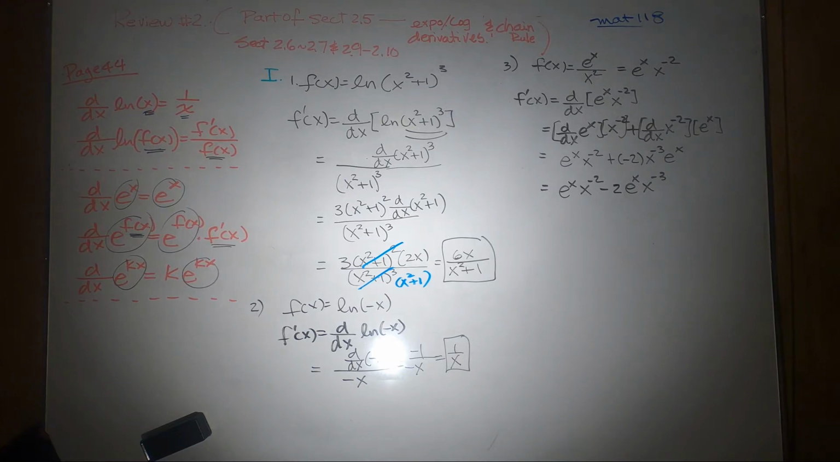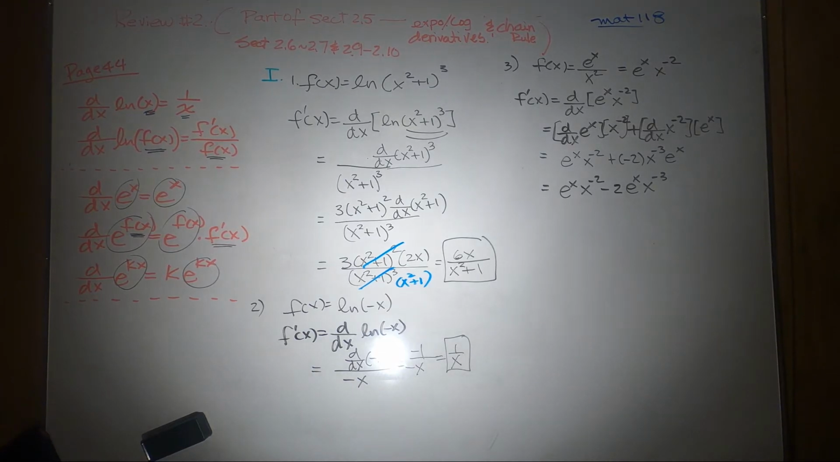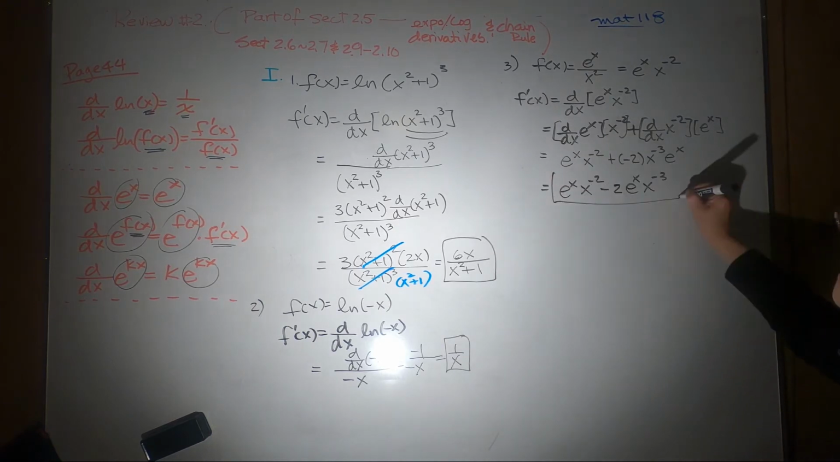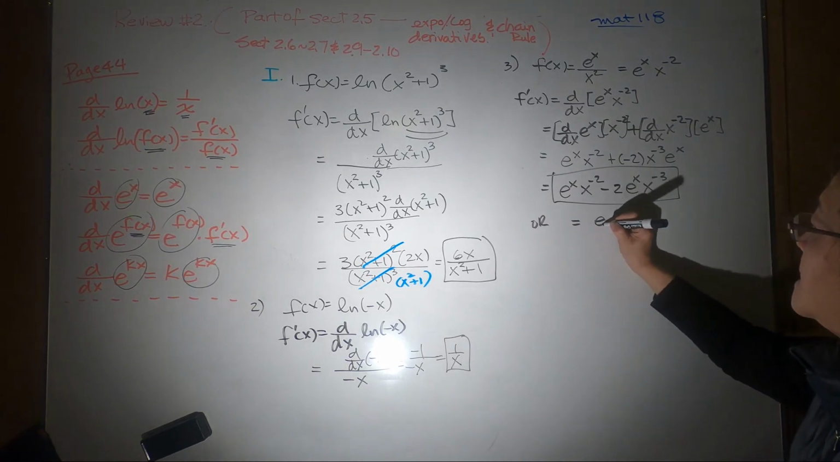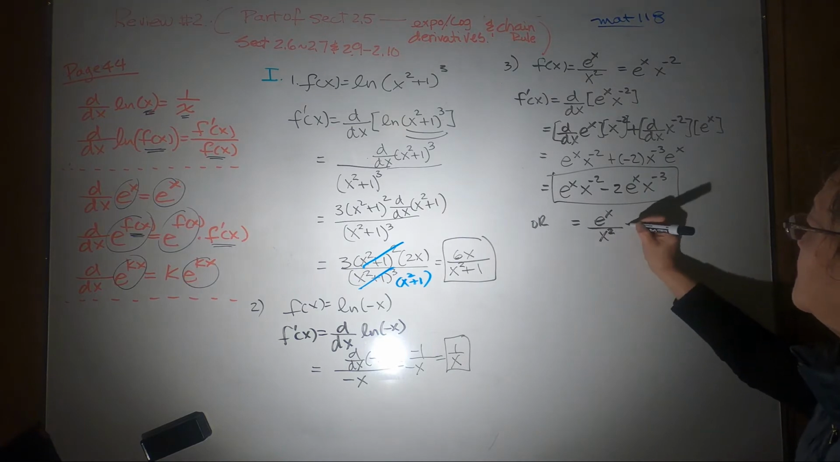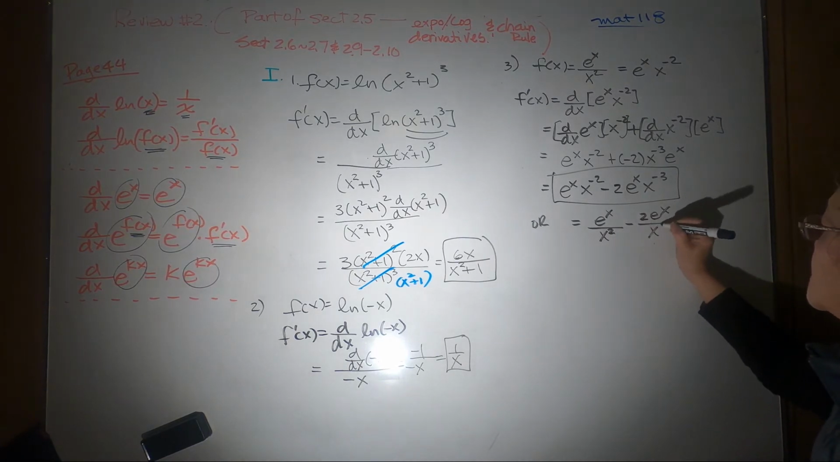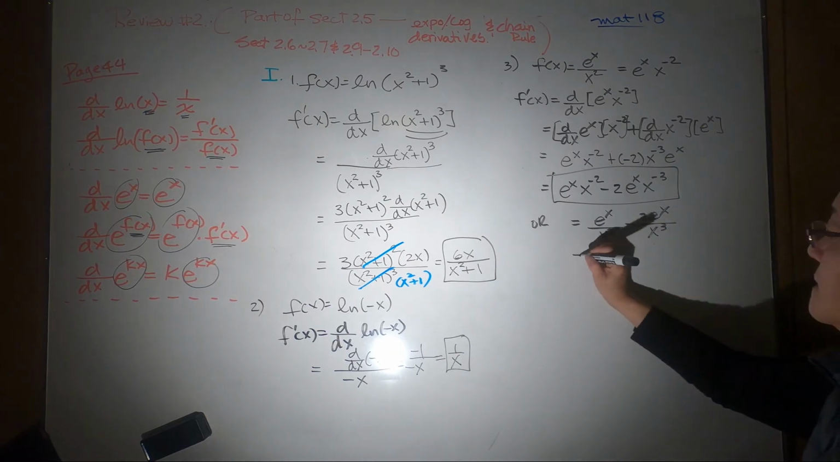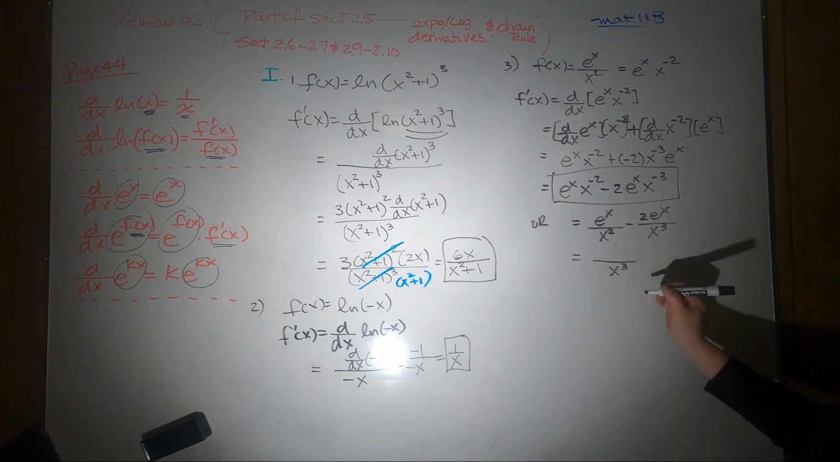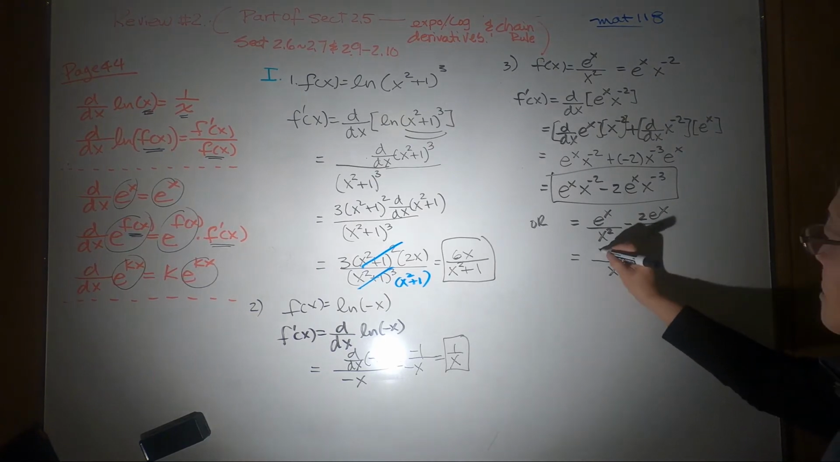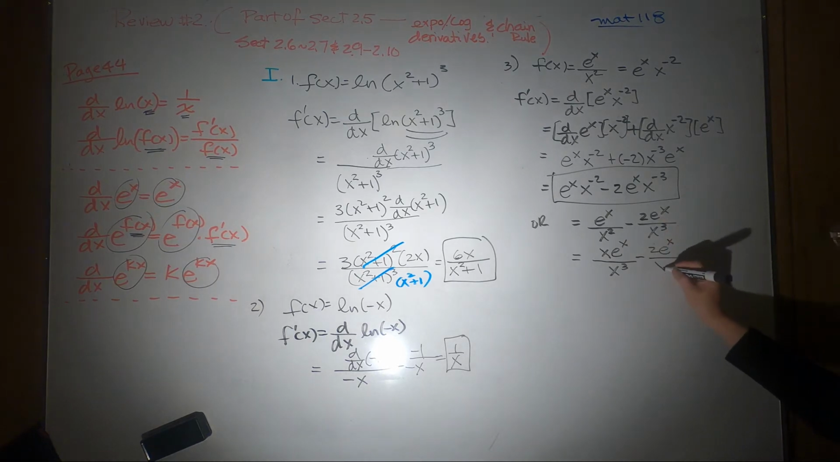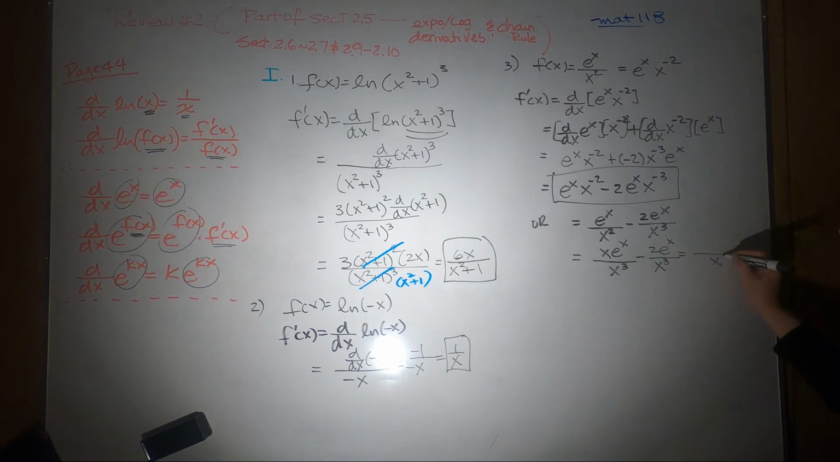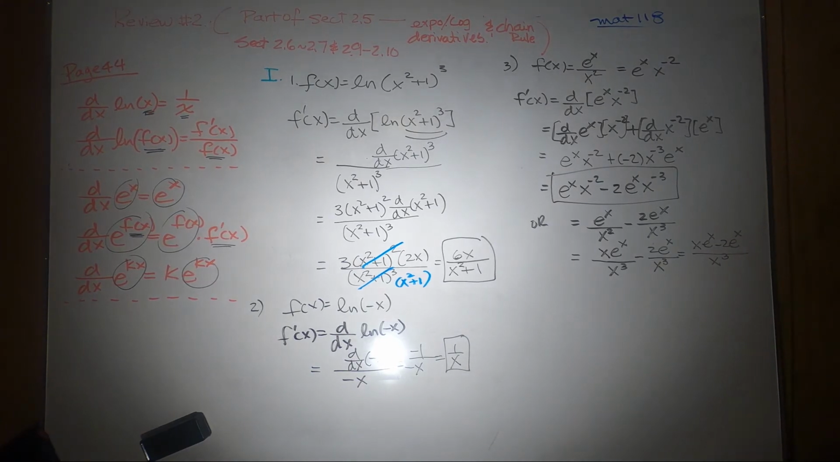But on your paper, I wrote the answer a little bit differently, okay? So you can just do this way. Or if I write this way, I can write e to the x times x squared minus 2 e to the x times x cubed, right? Then I write what? Same denominator, so that would be x times e to the x minus 2 e to the x, over x cubed, right?